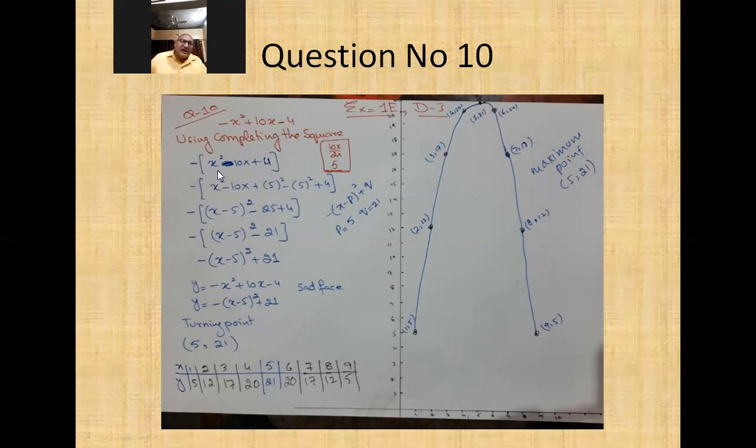So inside the bracket, you're left with x squared minus 10x plus 4. Now inside the bracket, the coefficient of x squared is positive 1, so it's good. It is plus 1, so it's good to go.